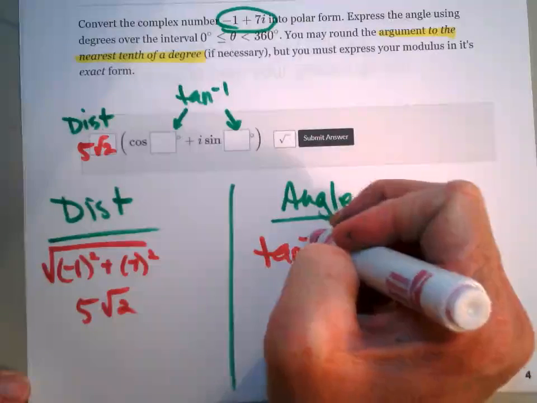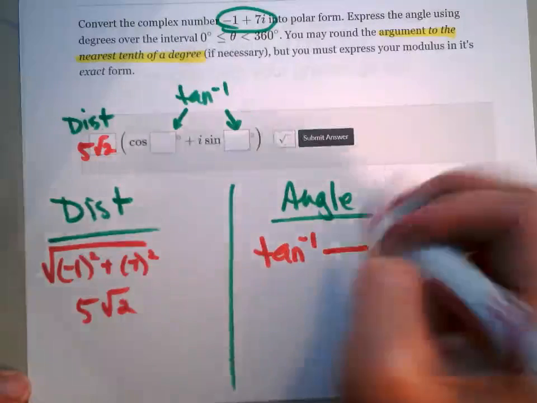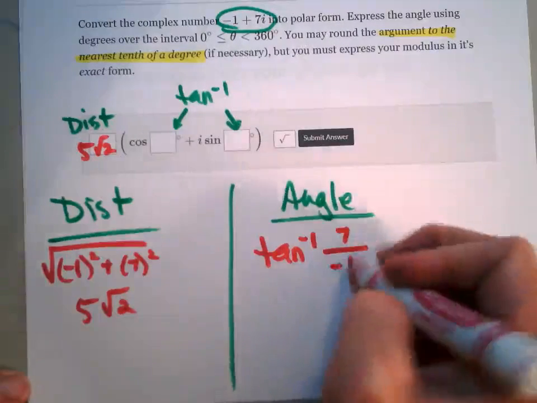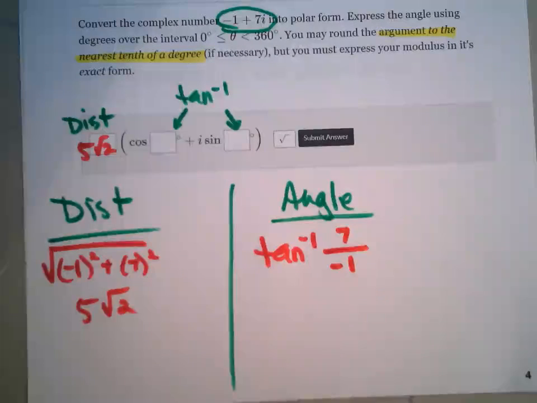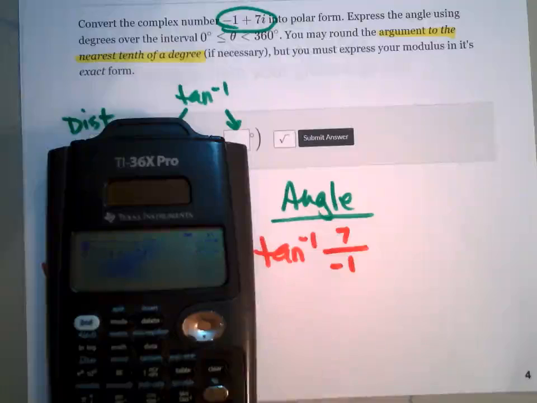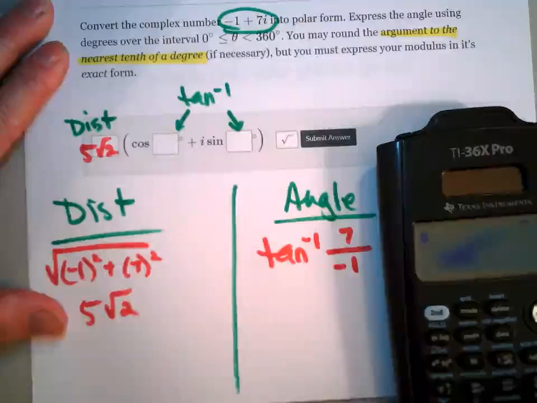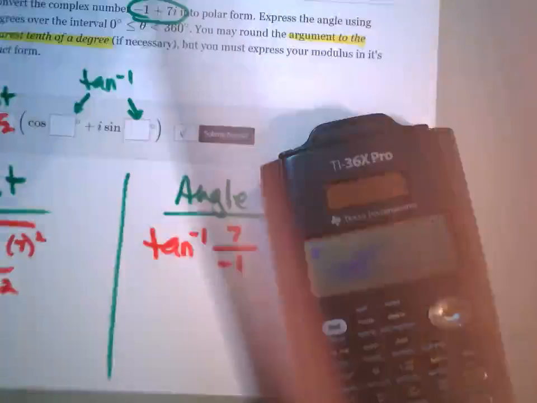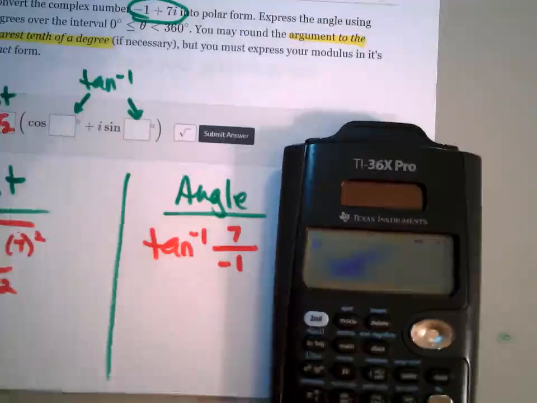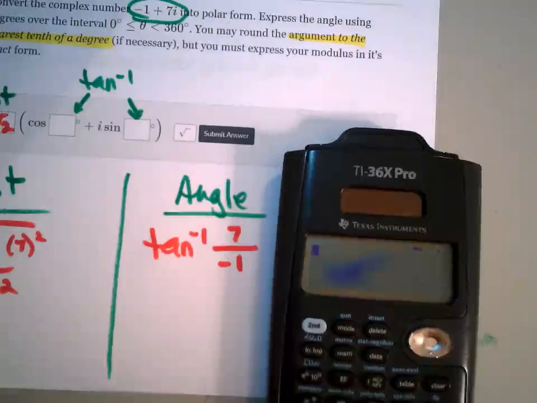Inverse tangent of b, which is 7, over -1. And I have a feeling this isn't going to come out to be a whole value. I don't know if you can see it, so I'll move it over here so you can see it better. So inverse tangent, 7 divided by -1 is -81.